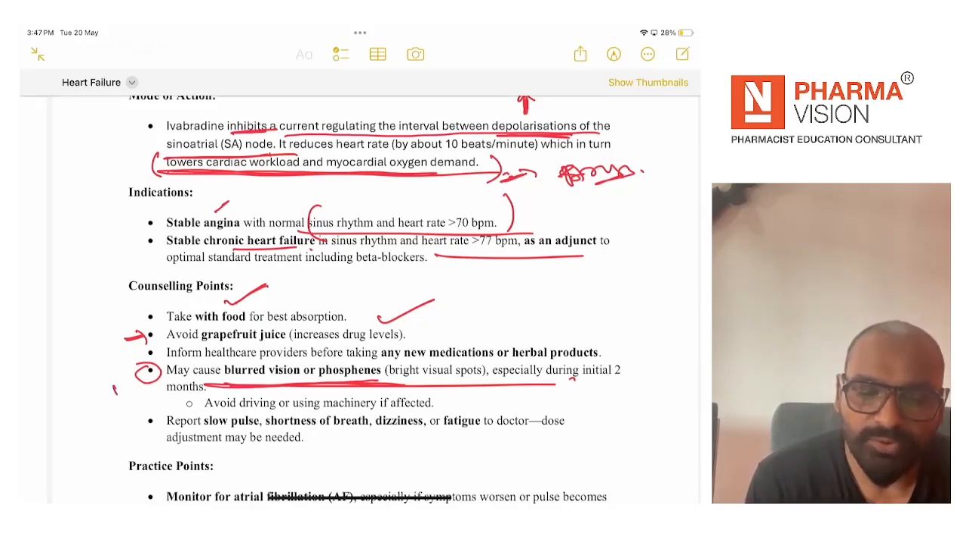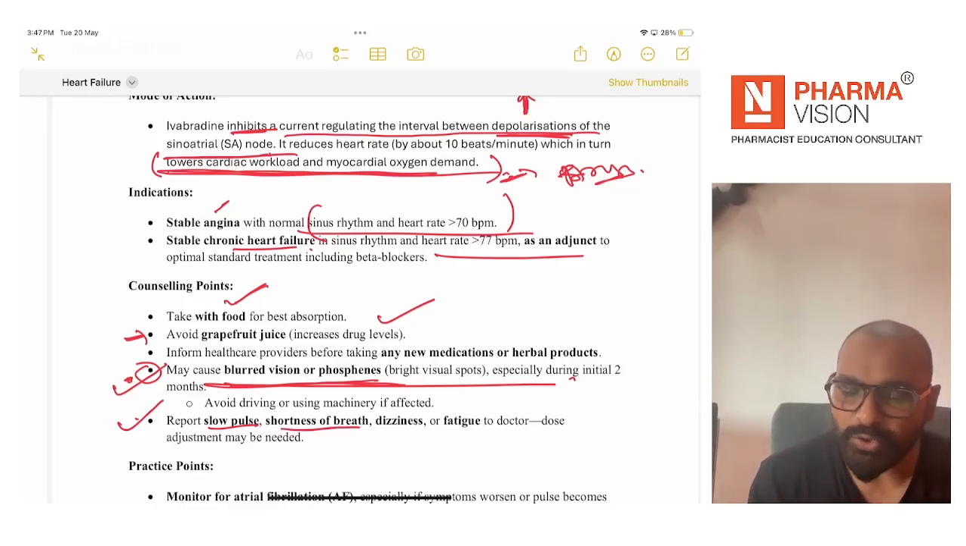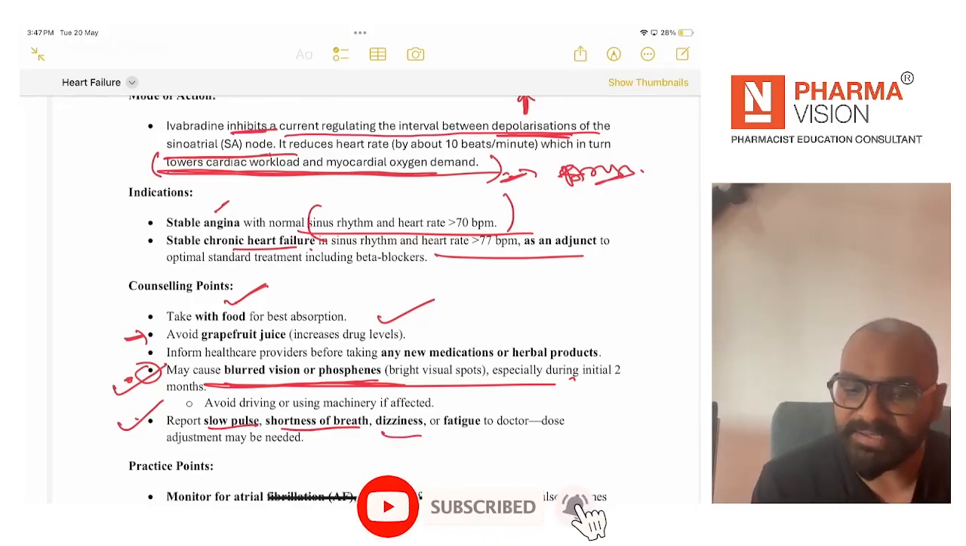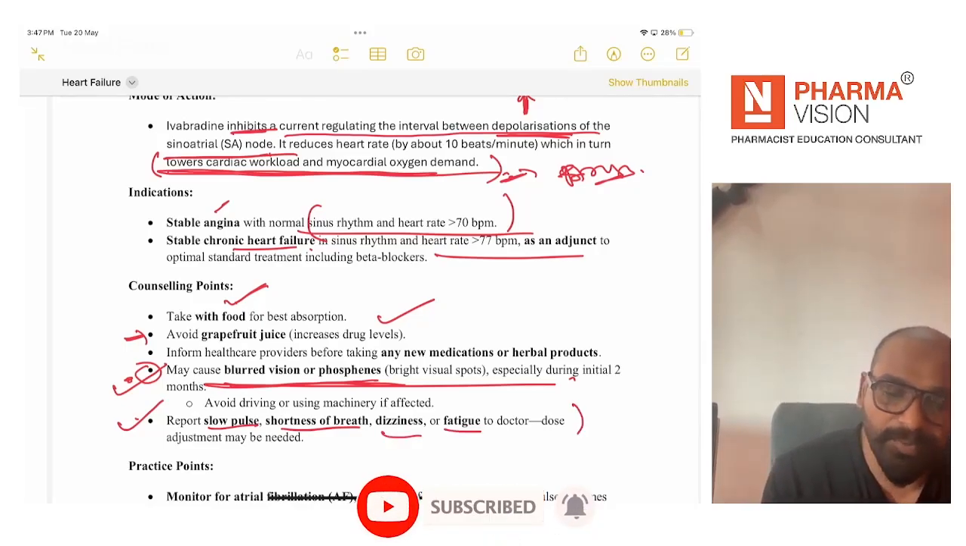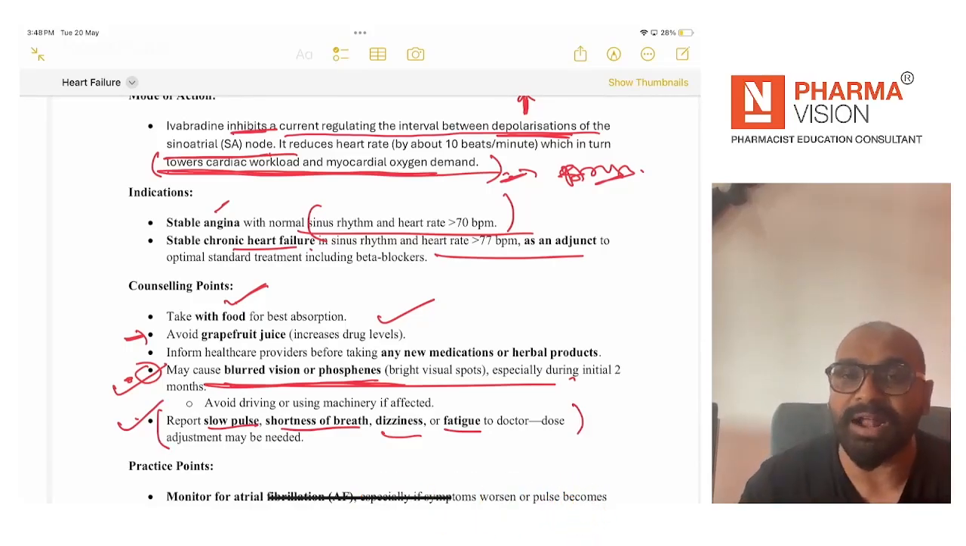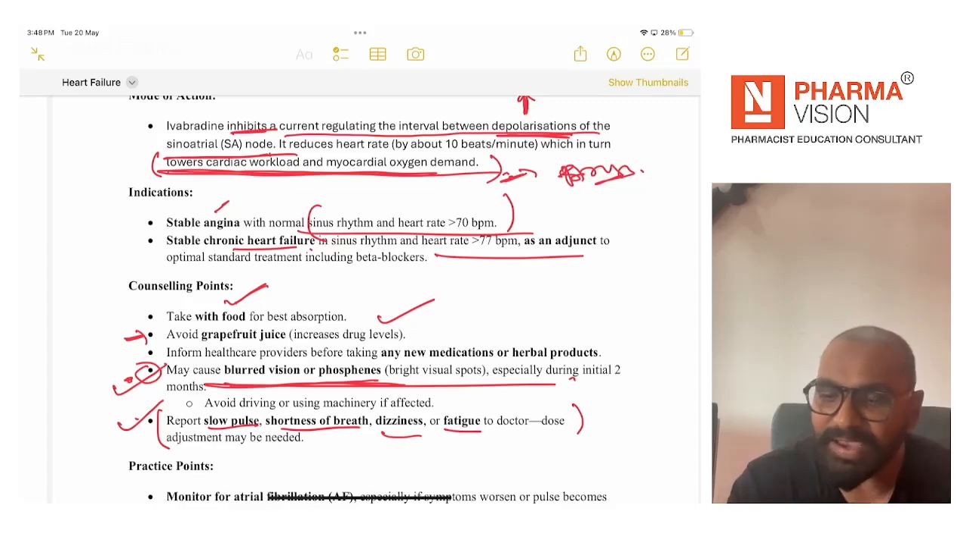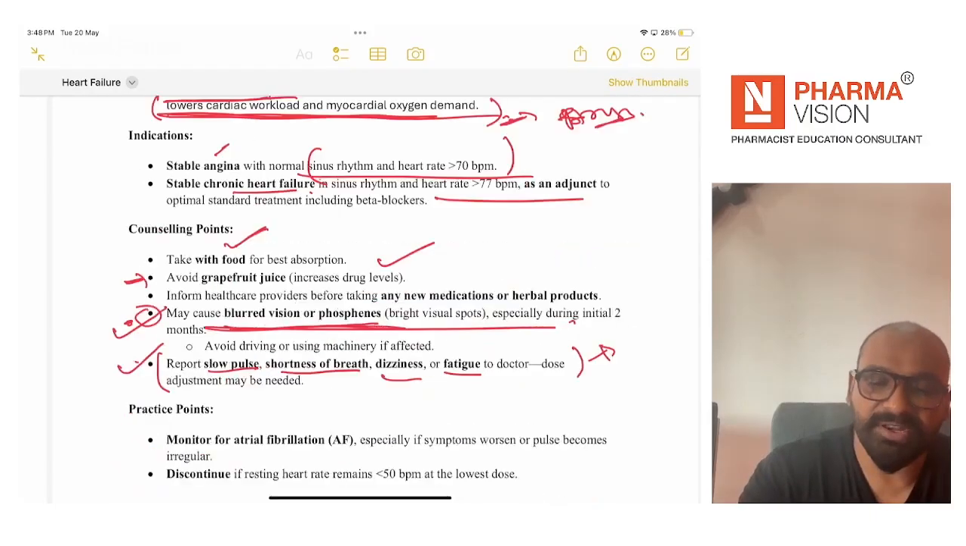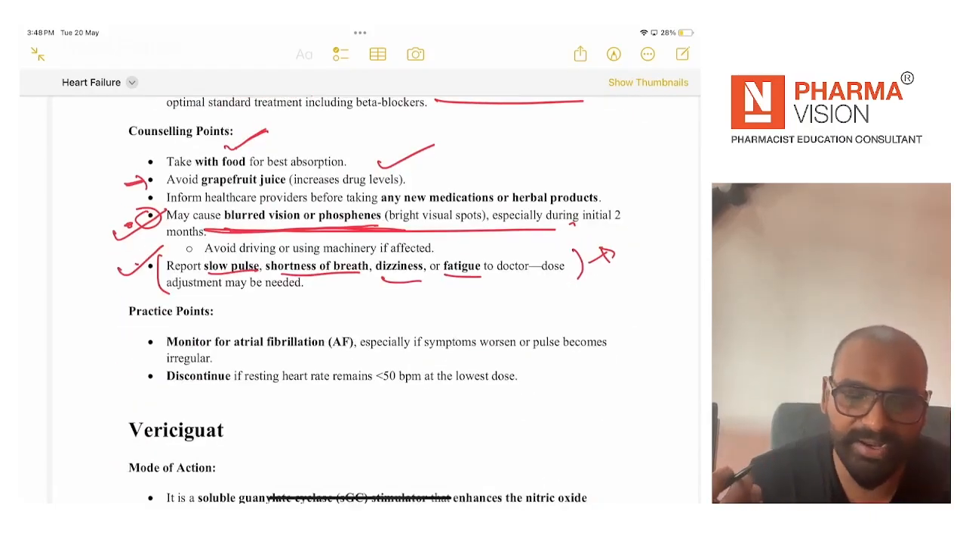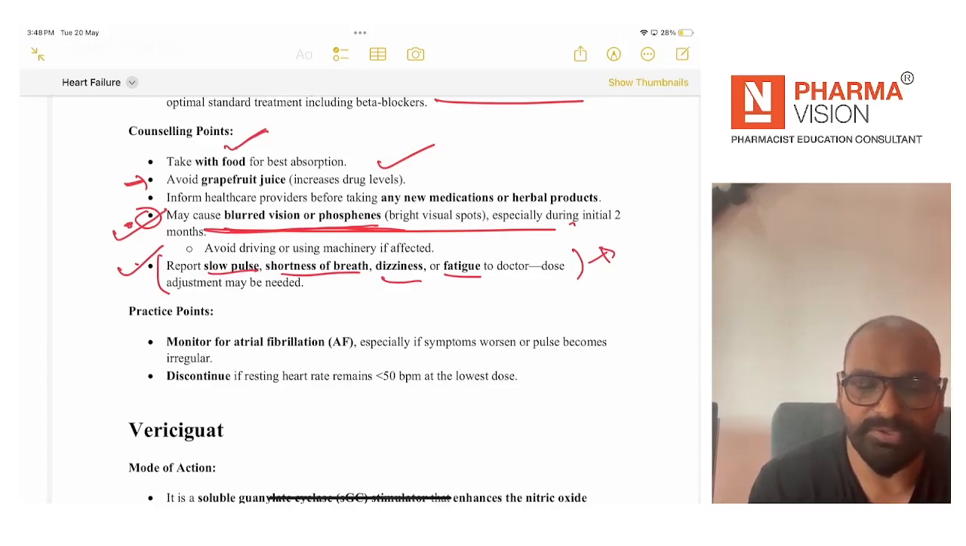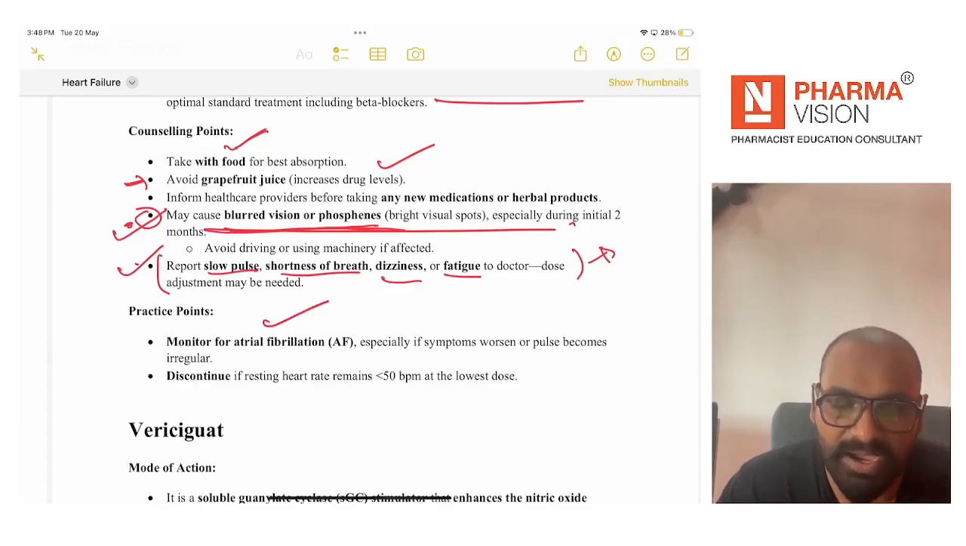For eye-related side effects, contact your doctor immediately. You also have to report slow pulse indicating arrhythmia, shortness of breath, which is another cardiovascular-related problem, dizziness and fatigue. These problems indicate a slowdown of cardiovascular ejection fraction, so you need to contact the doctor immediately. Ivabradine is a very straightforward medication. Sometimes you might get questions on it, so it's okay. Monitor for arrhythmia and atrial fibrillation.